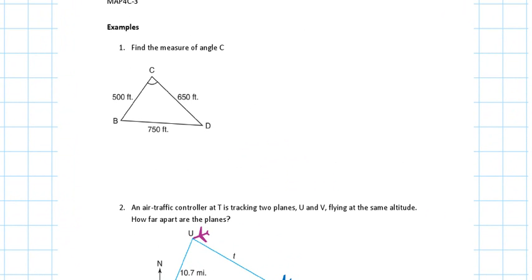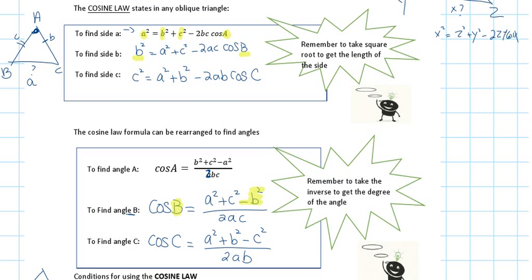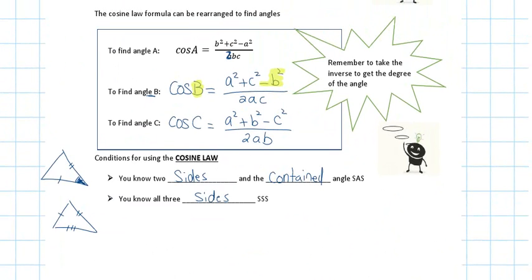Find the measure of angle C. What do I know here? I know all three sides. Okay? So my only option is cosine law. Okay? So I know the three sides. I'm looking for angle C. So in this case, I'm going to have to use cos C. Right? Because I'm looking for the angle C.